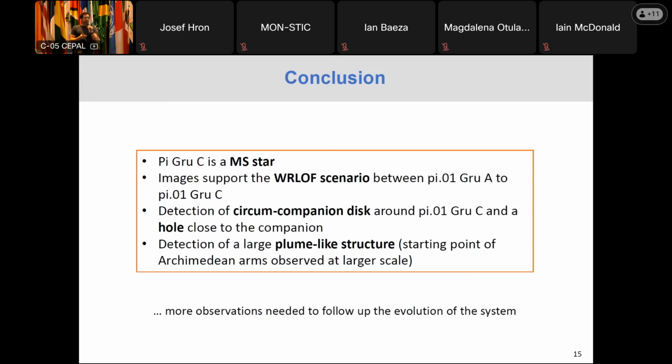The images support the wind Roche lobe overflow scenario between the AGB and its companion pi1 Gruis B. We also detect one of the first circumcompanion disks around pi1 Gruis B, and possibly a hole close to the companion in the center of this disk. And of course, the detection of this plume-like structure, which is the starting point of the Archimedean spiral arms that we observed at larger scale.